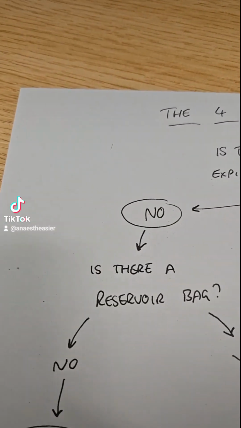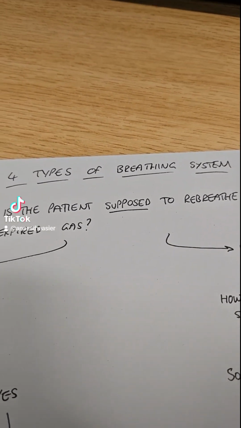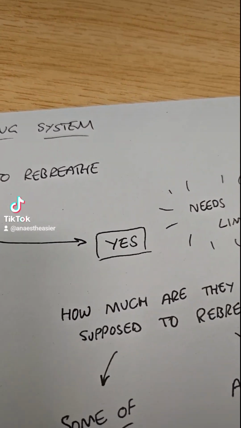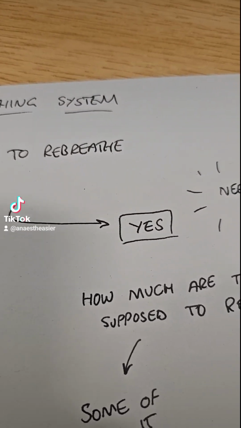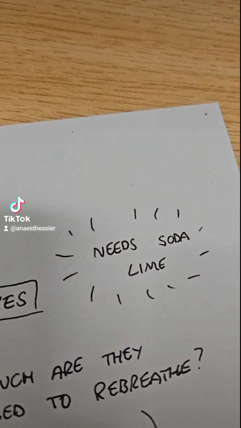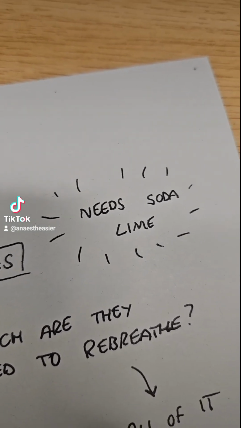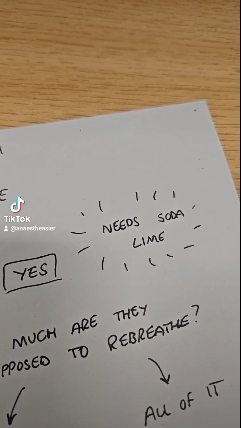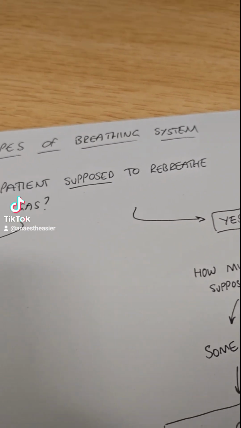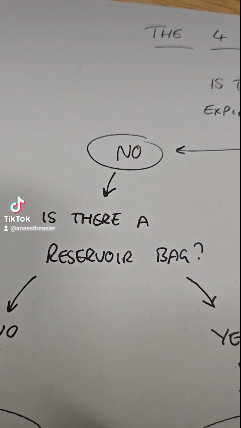If the answer is no, you're dealing with some sort of open system, and if they are supposed to be rebreathing some of their expired gas, then you're dealing with some sort of closed system. And if they are rebreathing gas and you want them to be, you need to have some sort of CO2 absorption, like soda lime, built into the system. So that's a clue. If you know the system has got some sort of soda lime in it, it's a closed system.